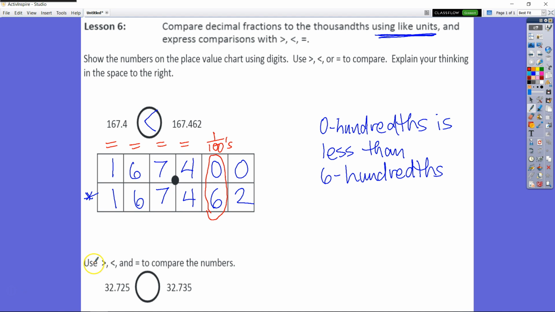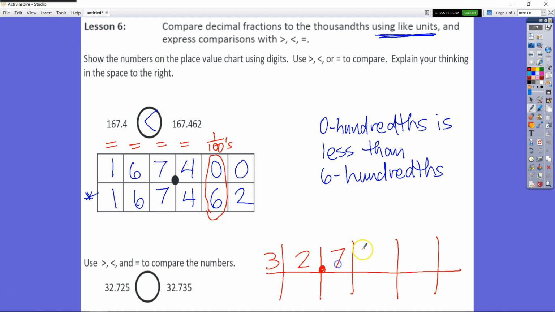Let's take a look at this next one here. It says use greater than, less than, or equal to compare the numbers. Now looking at these numbers here, you may get a little bit confused, so I would say just make a quick place value chart, divide it in half, and put your numbers in. The decimal says "and," so 32 and 725 thousandths. Say that whole number like there's no decimal there. When you're reading after the decimal, you say 725, and then what place value is that 5 in? The thousandths place. So that would be 725 thousandths.